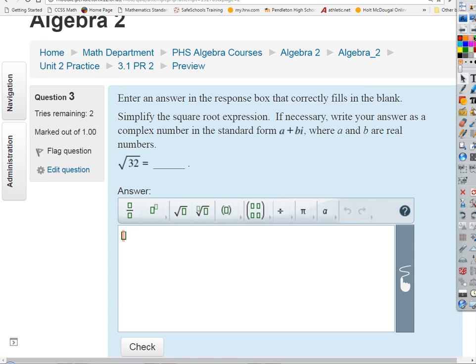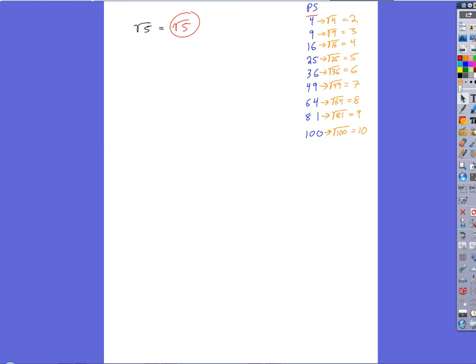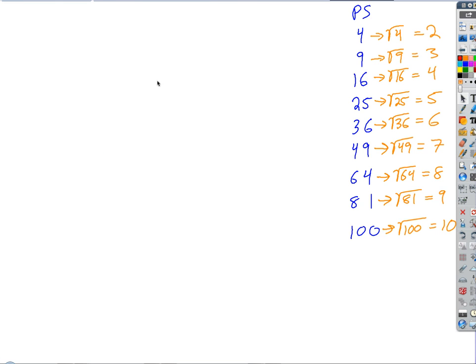Okay, what about something like this? Square root of 32. Is 32 on the list? No, it's not. 32 is between 25 and 36. Half of 32 is 16, so we'd start with 16, and that's jackpot. 16 is a perfect square. So we could rewrite this then as the square root of 16. We always want to put the perfect square factor first. And I even put a circle around it to remind myself that that goes first.